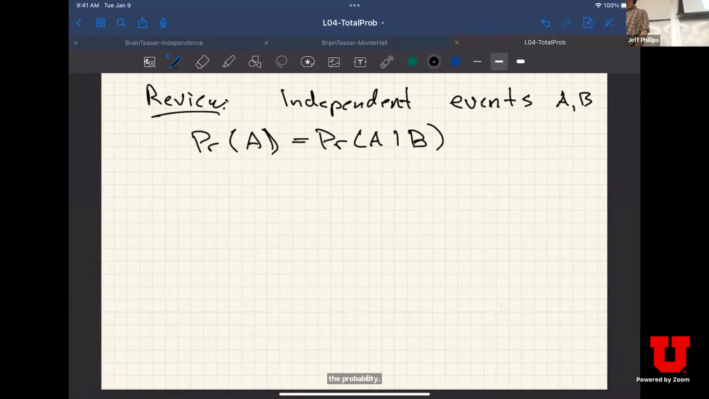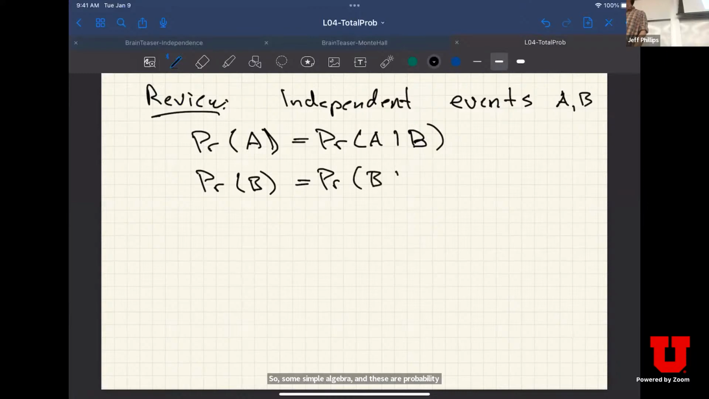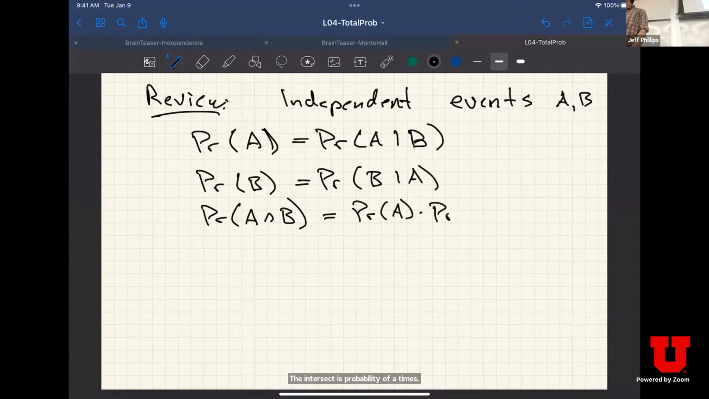And there are some other equivalent expressions which we derive by some simple algebra. These are: probability of B is equal to probability of B given A, right? So I can switch the roles of A and B. It's symmetric between A and B. And we can also say that the probability of A and B being true, the intersection, is the probability of A times the probability of B, right? So these were true.